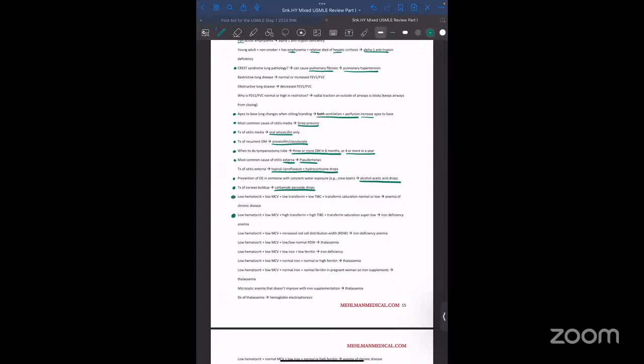Versus low hematocrit, low MCV, high transferrin and high TIBC. Transferrin saturation is super low. This is iron deficiency anemia. High transferrin or TIBC, so when the word saturation comes, it becomes super low in IDA. Okay.